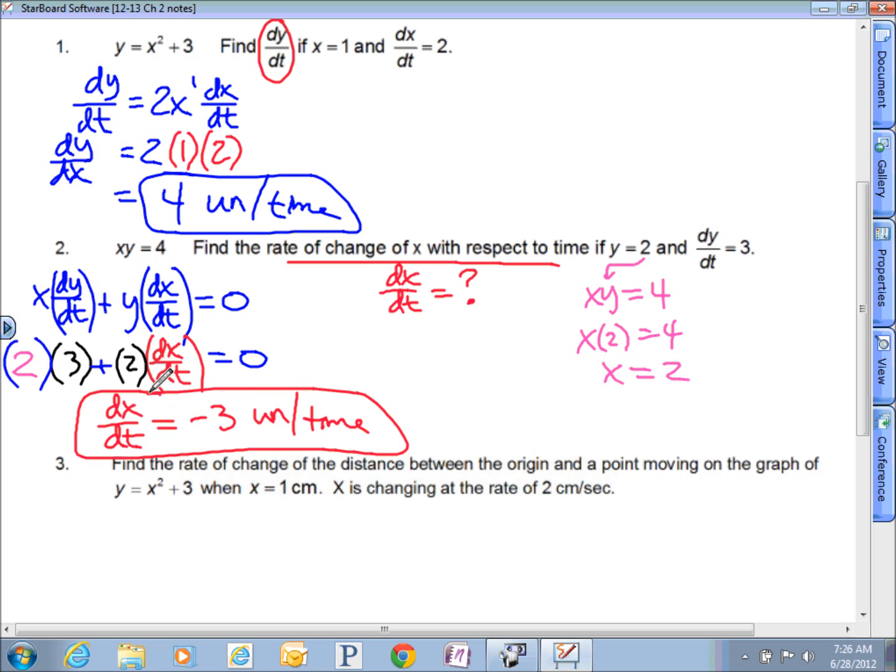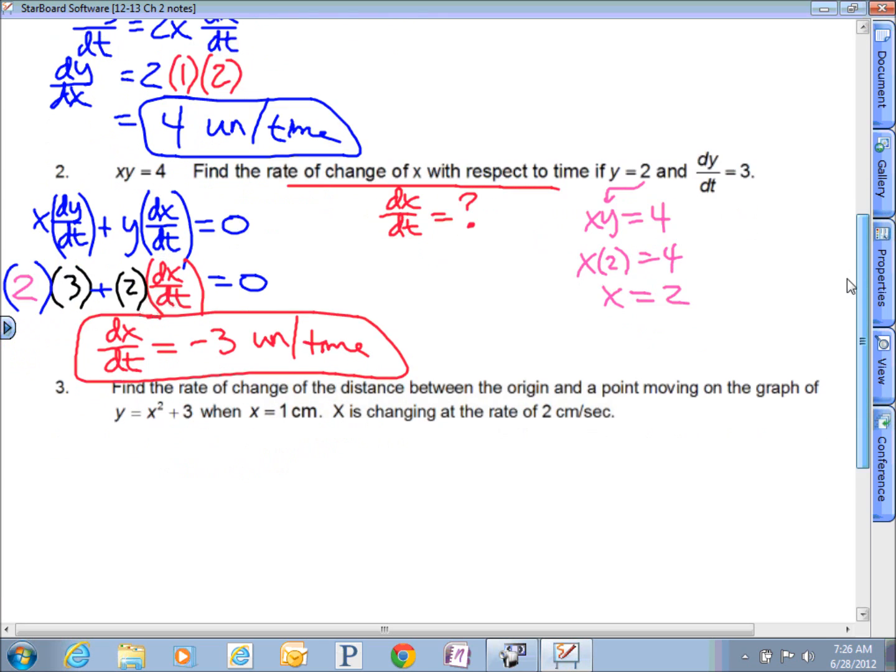So the key: relationship between variables, derivative of that relationship with respect to t, plug in what you know, see what you can find. That's related rates. Not that hard once you get through the equation.